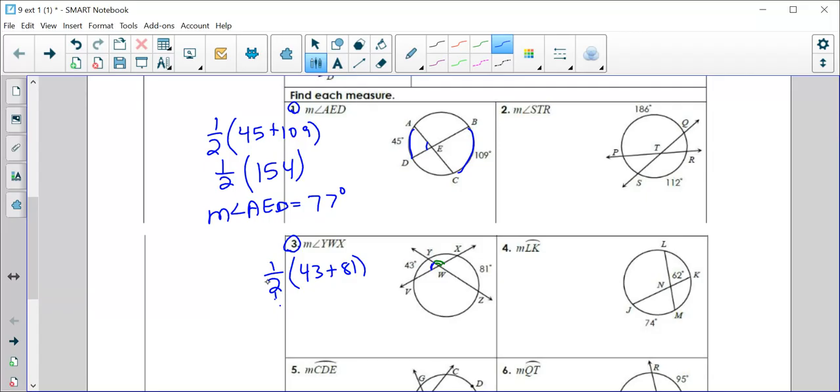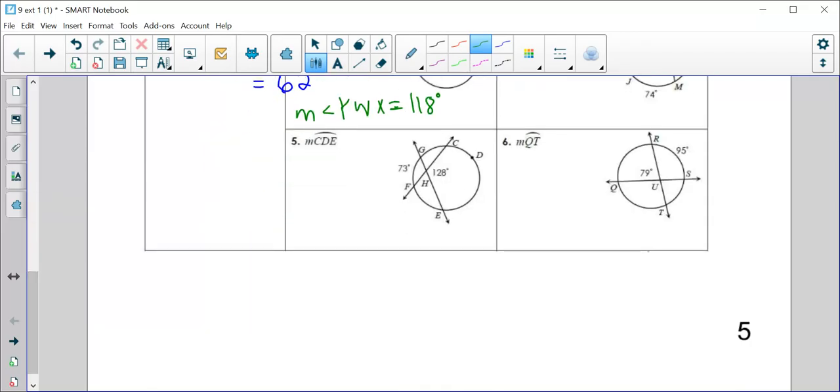which equals 62. The only thing, 62 is not the degree they want us to find. We are asked to find YWX. So the measure of angle YWX, we have to subtract from 180. Those are supplementary or linear pair. So 180 minus 62 would be 118. There we go. All right, let's do the next one here.